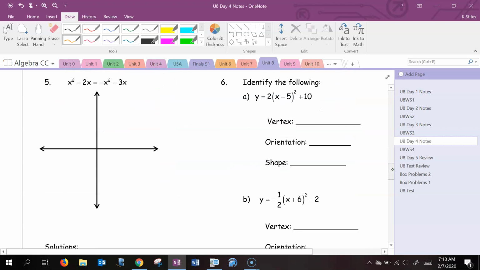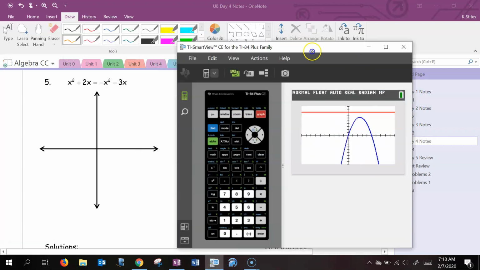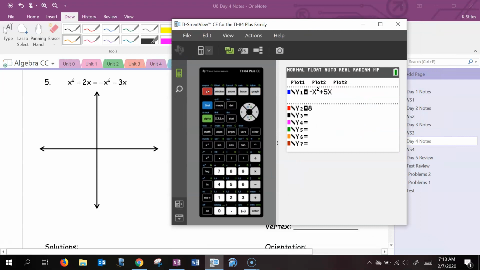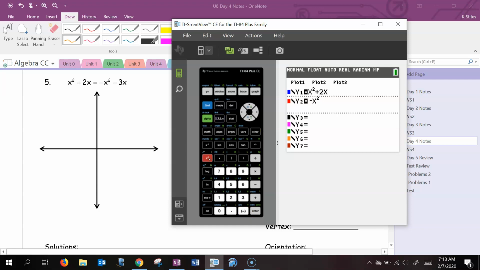All right, number 5. This one will have some intersection points. Let's go ahead and draw it, or type it in, I mean. So x² plus 2x, that's just everything on the left of the equal sign. -x² minus 3x. Be careful when you type this in.